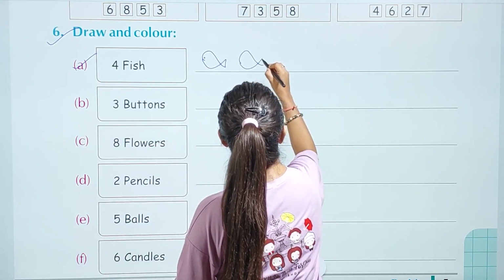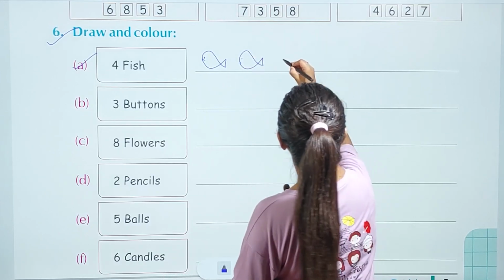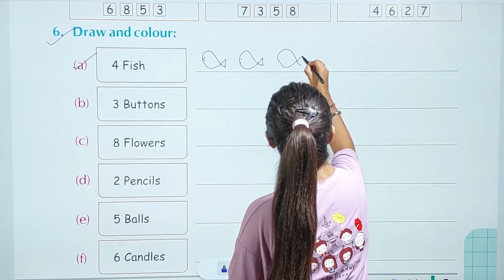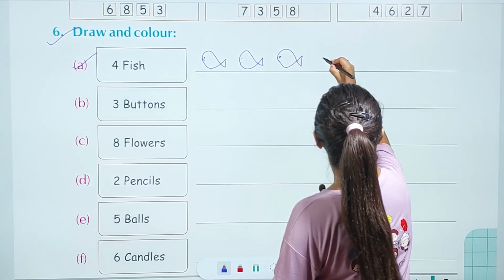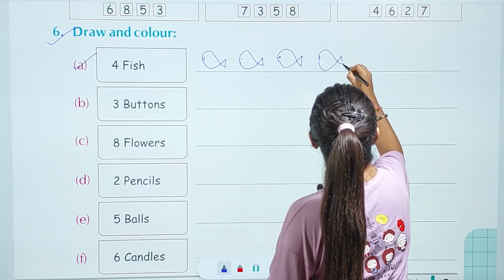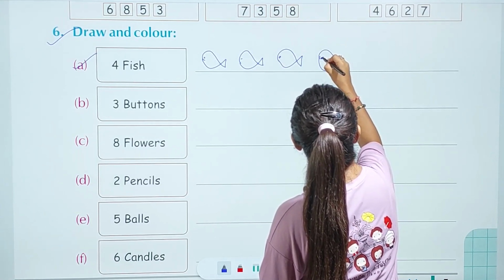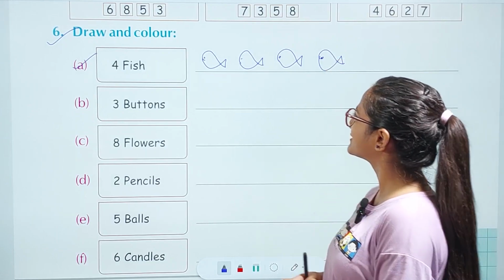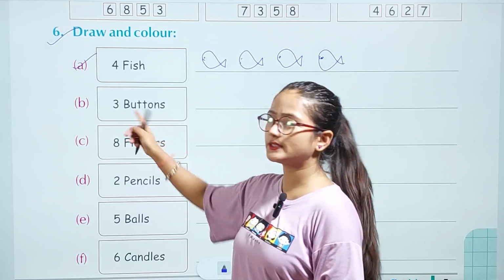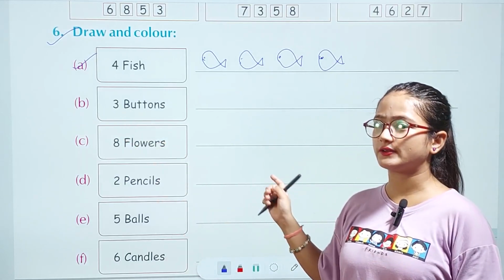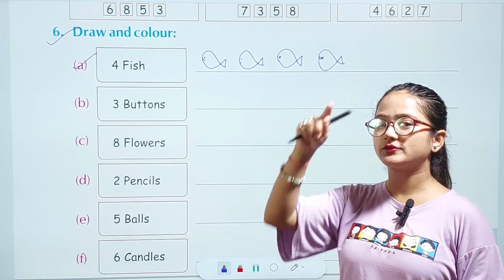1, 2, 3, 4. 4. So there are 4 fish. Okay, like this you have to first see the number, then you have to draw the figure which is given over here. Like in the second one it is given 3 buttons, so that means you have to draw 3 buttons.